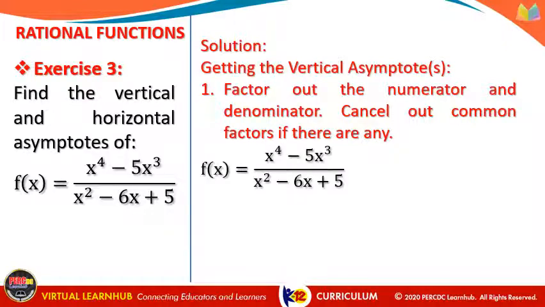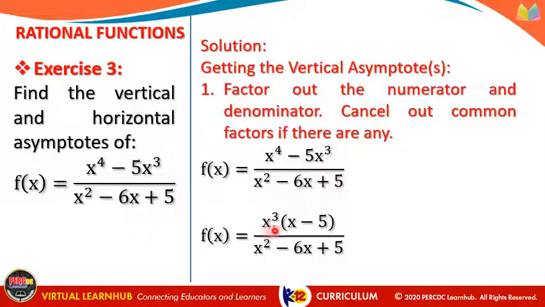Okay, so unahin natin yung numerator. I-factor out natin yung numerator. Pwede nating ilabas ang x cube. So pag finactor out natin ang x cube sa may numerator, we will get x cube multiplied by x minus 5.